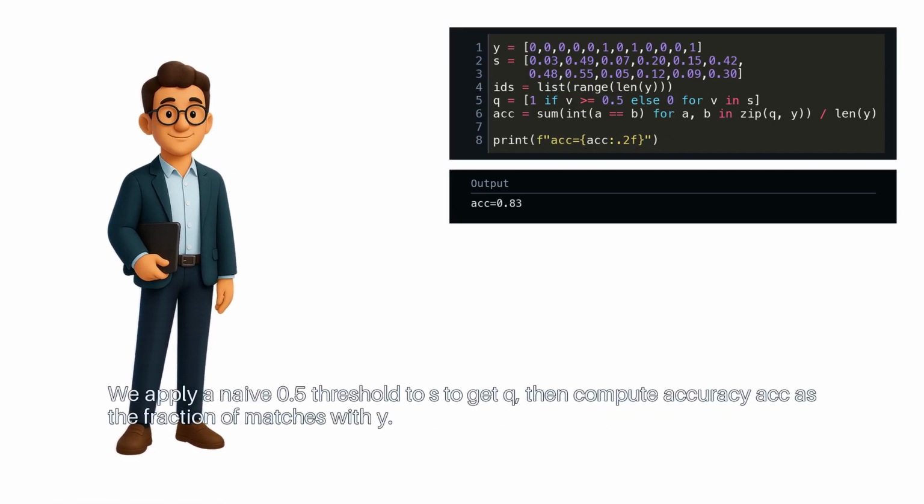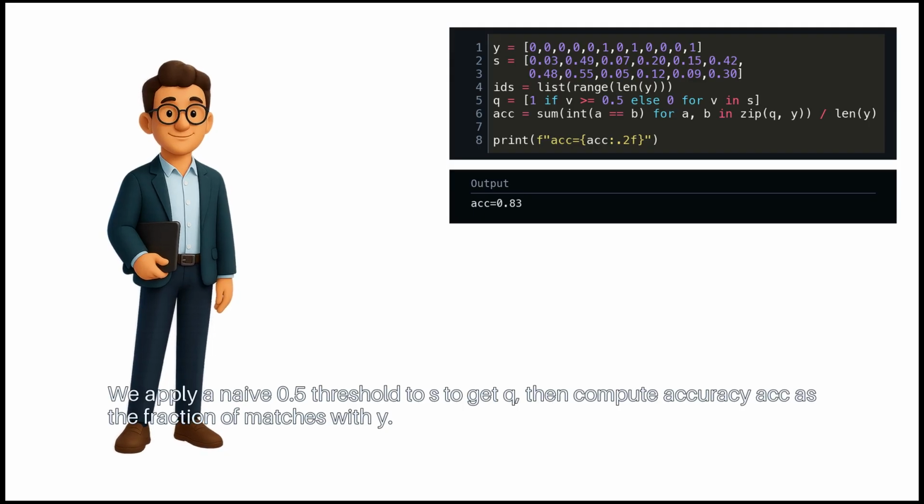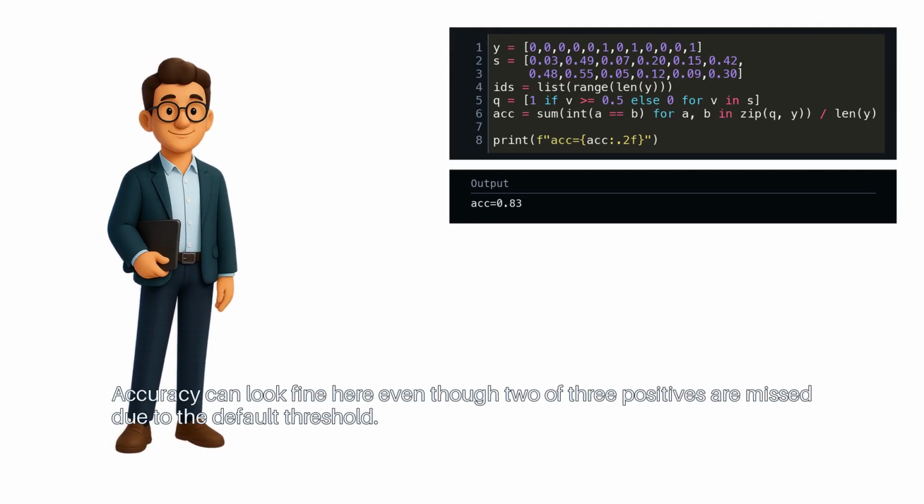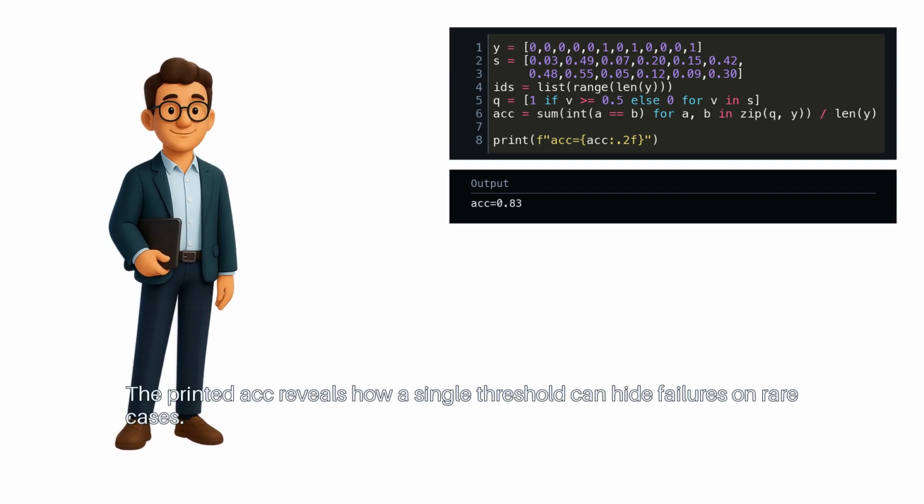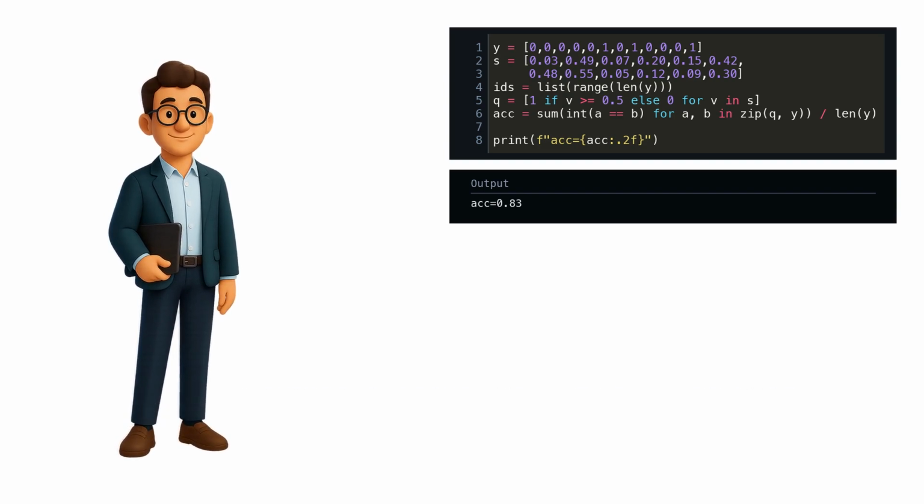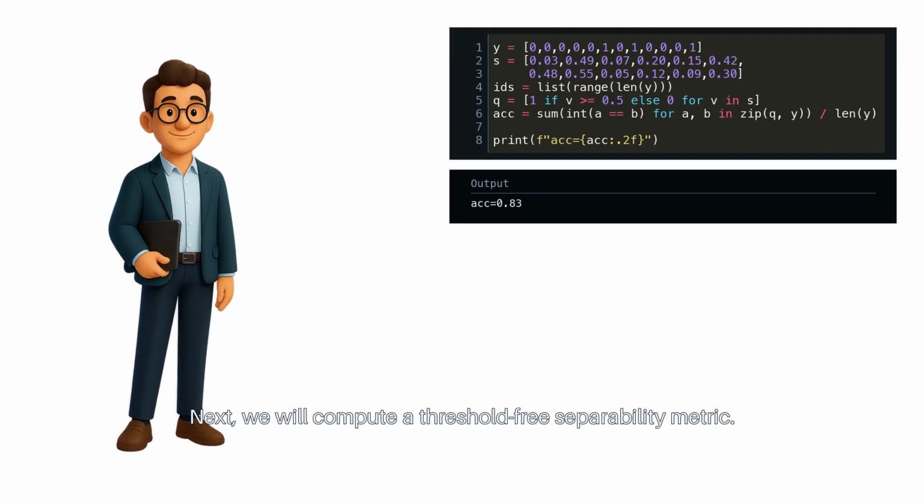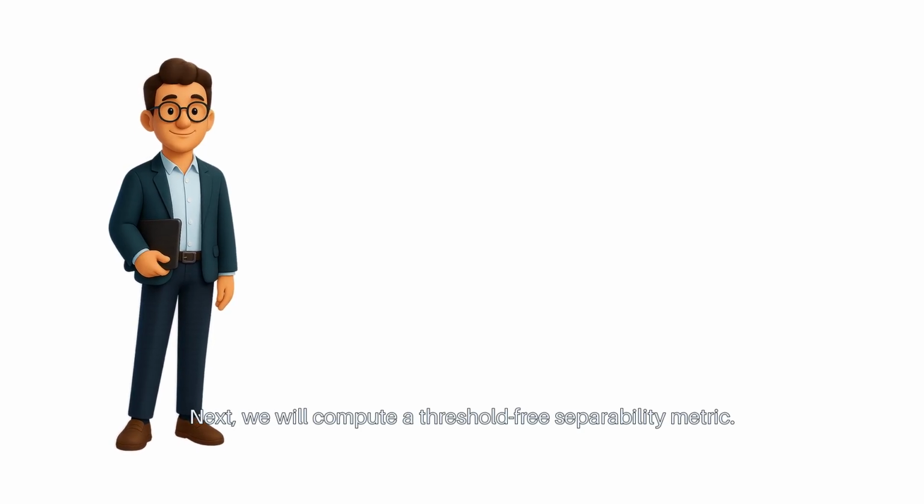We apply a naive 0.5 threshold to S to get Q, then compute accuracy AC as the fraction of matches with Y. Accuracy can look fine here, even though 2 of 3 positives are missed due to the default threshold. The printed AC reveals how a single threshold can hide failures on rare cases. Next, we will compute a threshold-free separability metric.